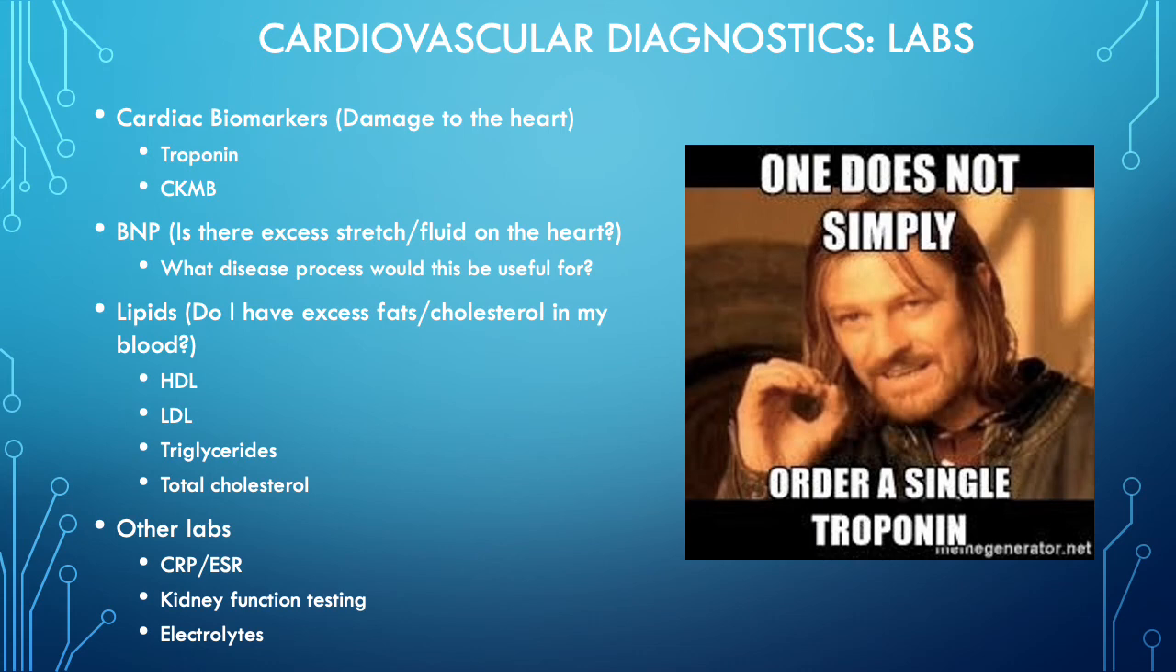It's also important, because the blood vessels are so intertwined in the cardiovascular system, to look at your lipid levels. Do they have excess fat or cholesterol in their blood? What are their HDLs, their LDLs, their triglycerides, their total cholesterol? And other labs we might look at are CRP and ESR, which are inflammatory labs, especially in things like pericarditis, things like that. We want to really see, is there an inflammatory process going on? Those labs alone can't tell us that, but they definitely can be helpful in that process.